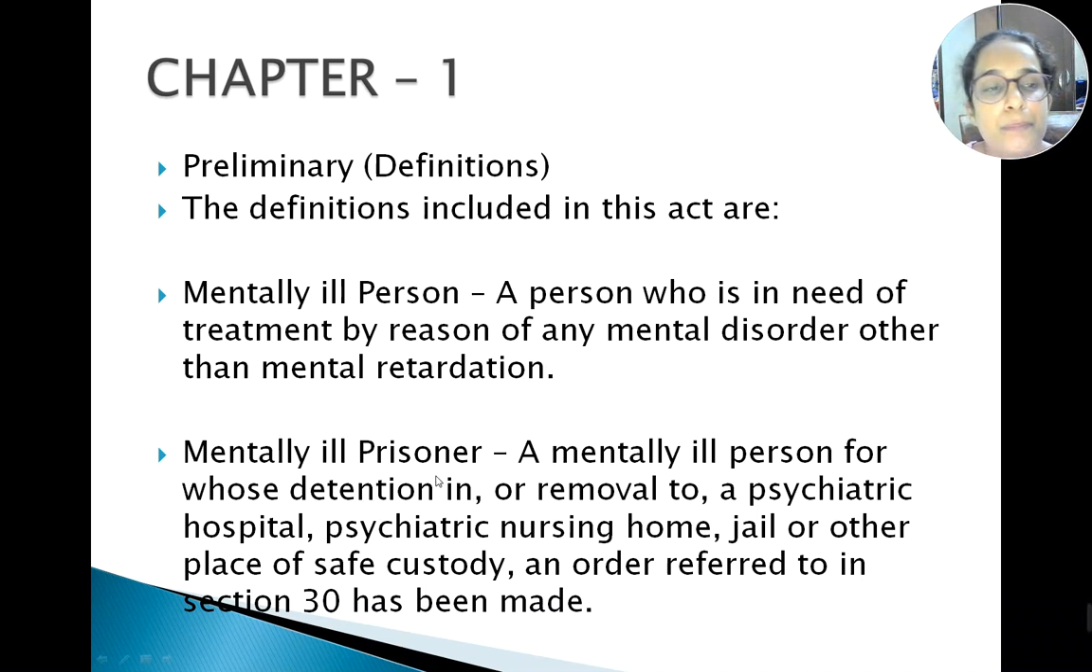Second is the mentally ill prisoner. A mentally ill prisoner is one for whose detention in or removal to a psychiatric hospital, psychiatric nursing home, jail or other place of safe custody an order referred to in section 30 has been made. Means to whom we will say it is a mentally ill prisoner: those who need jail or safe custody but are mentally ill, or are detained in a psychiatric hospital or in a jail, and who committed some crime. For those people we say these are mentally ill prisoners.